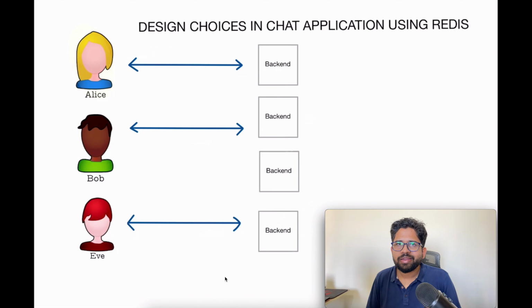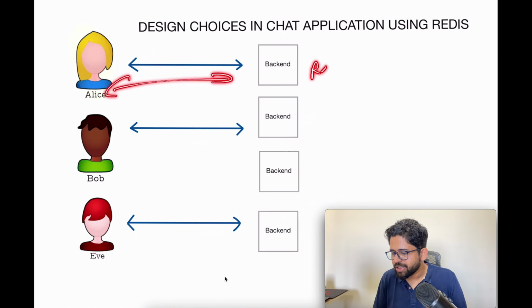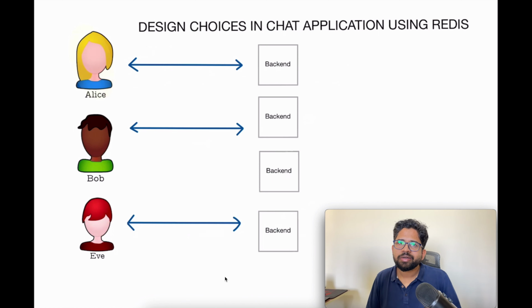Hello everyone. In this video, we are going to talk about the key design choices which you need to make when you build a scalable chatting application. Now, when you go online and search for the solutions, in most of the cases, they will use WebSockets for communication between front end and backend, and they will use Redis for the communication between the various backend servers. But it's important to know why it is so.